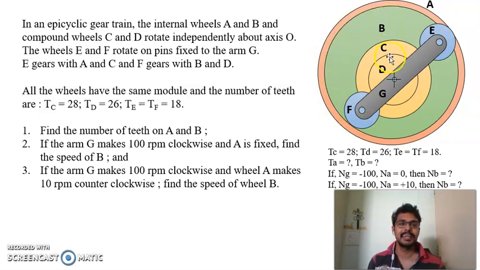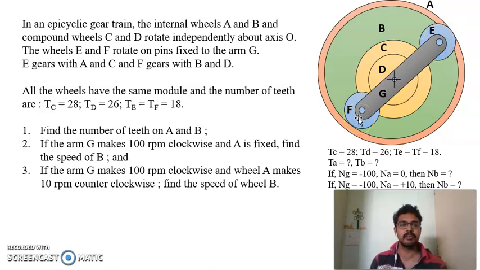C and D is a compound gear. E is meshing externally with C while it is meshing internally with A. F is meshing externally with D while it is meshing internally with gear B. This arm G that you see over here is rotating about this pivot point O and it is carrying gears E and F at its ends.